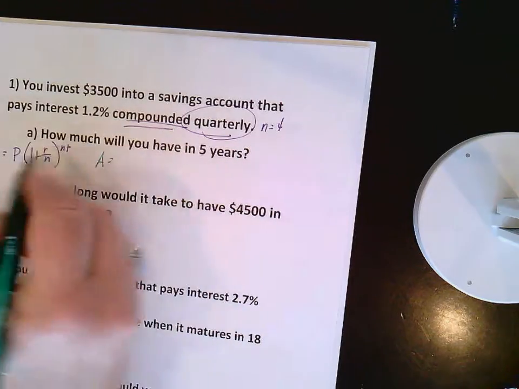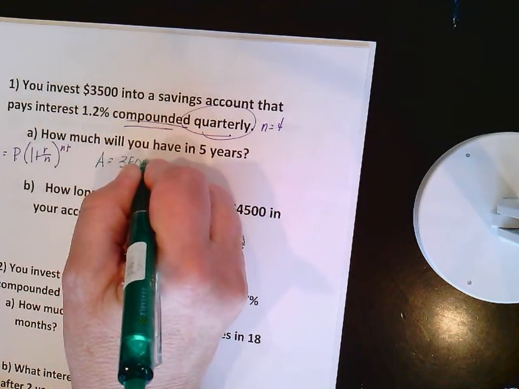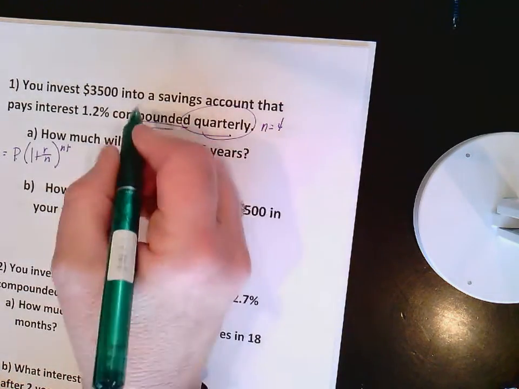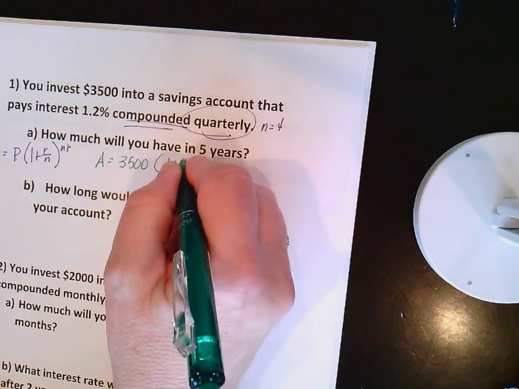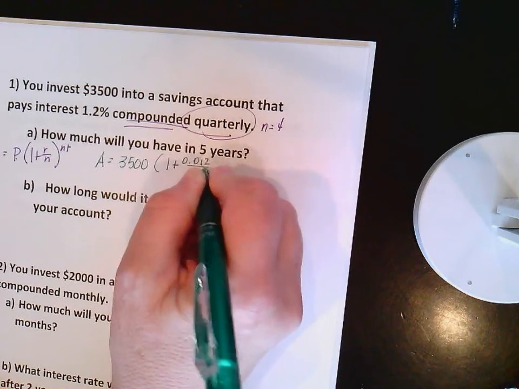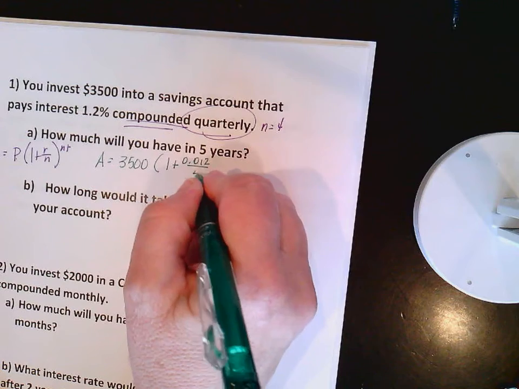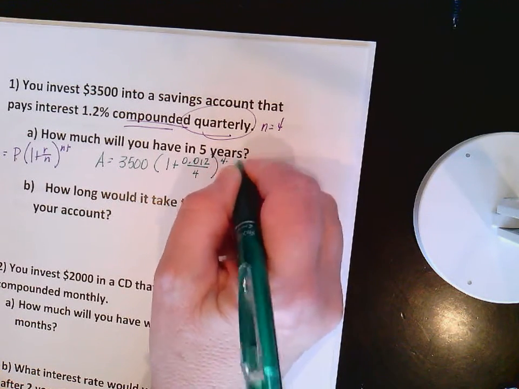P is my principal, so that's the 3,500. And then in parentheses, I have 1 plus my rate. If I change 1.2% to a decimal, that's 0.012. Be really careful that you get that right. Over N, I already said my N was 4, to the N times T, so 4 times 5.